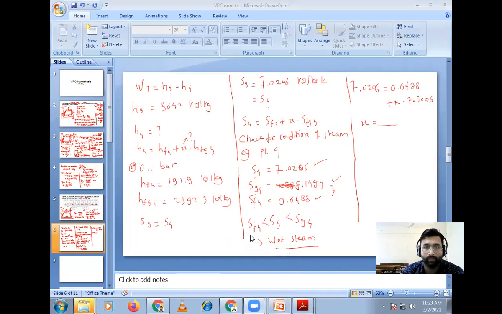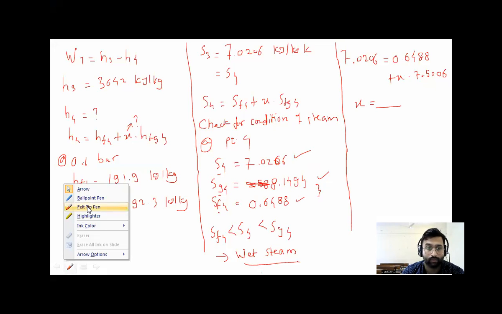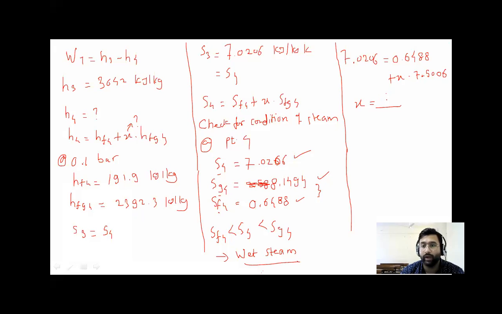So online, people who are attending online, 0.84. Pranali Gaikwad has given the answer. Others also cross check 0.84. Is it correct? Yes, Pranali, correct answer. 0.84, that is the dryness factor.